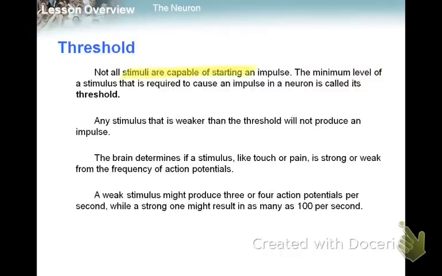Not all stimuli start a nerve impulse. Our nervous system is selective in that way. The minimum level of stimulus is called threshold. Any stimulus that's weaker won't produce an impulse. The brain determines if it's strong or weak from the frequency of action potentials, like touch or pain. Weak stimulus might produce 3 or 4 action potentials. A strong one can fire as many as 100 times per second.